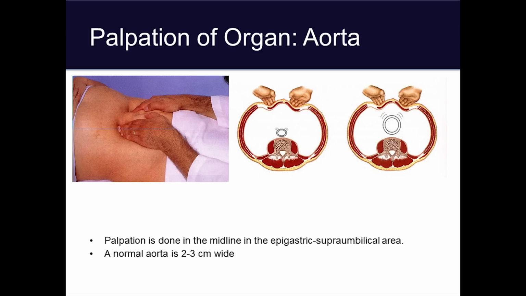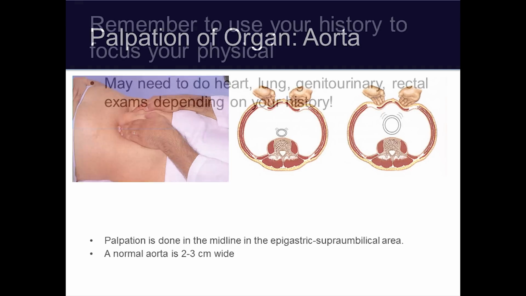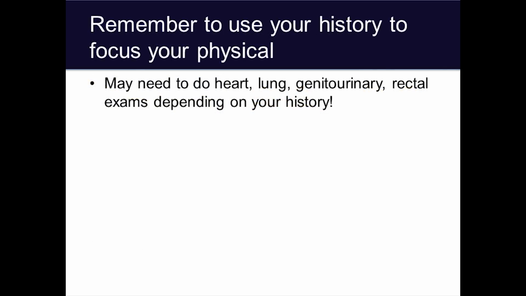A normal aorta is less than 2.5 centimeters wide. The sensitivity of this test really increases as the size of the aorta increases, and the sensitivity is much lower in obese patients. It has a very high positive likelihood ratio, so it's actually a very good test to do. Remember to use your history to focus your physical. You may need to do heart, lung, genitourinary, or rectal exams depending on your history. I'm not going to go into those in detail, but I just wanted to put this little slide in to remind you of that.